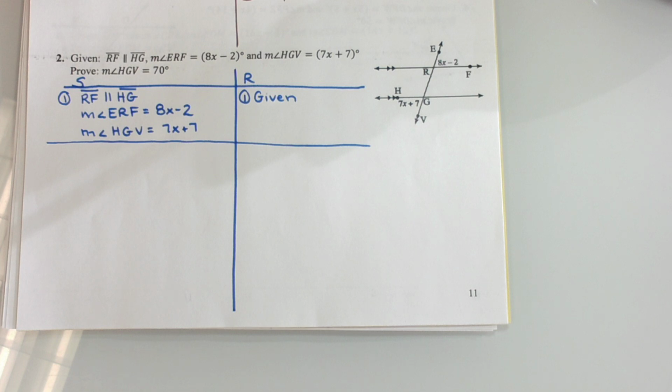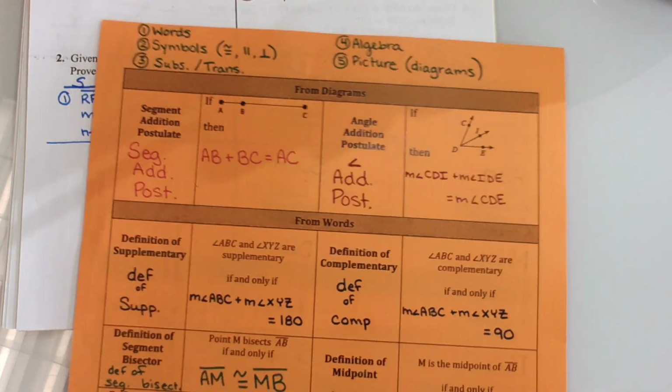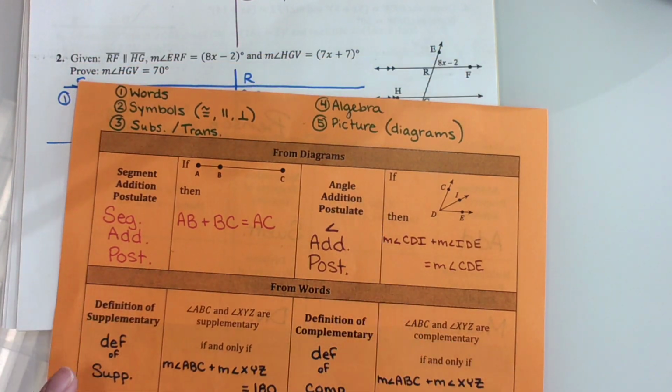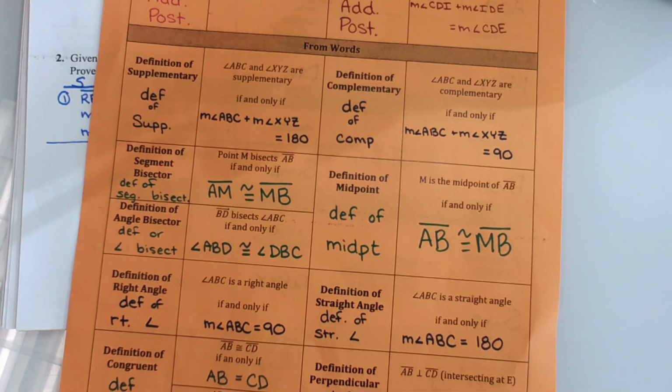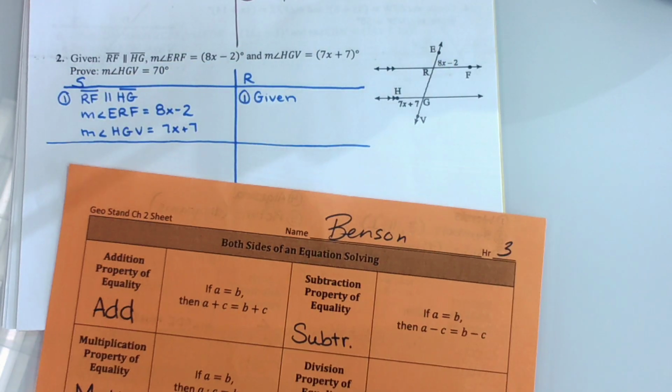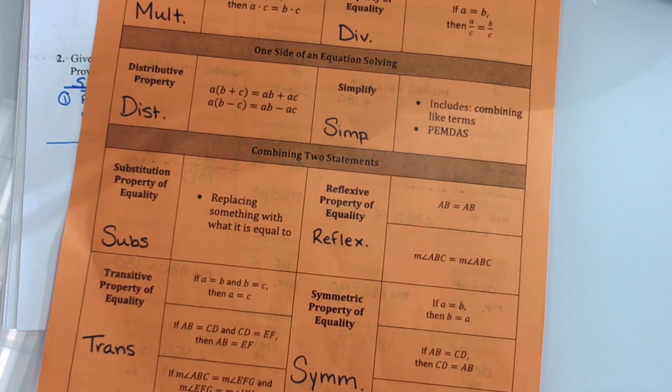This one means parallel. Parallel symbol. Which postulate sheet holds the parallel symbol? Orange or yellow? I'm hearing people say orange. Okay, parallel, parallel, parallel. I don't see parallel. Flip it over. I don't see parallel.